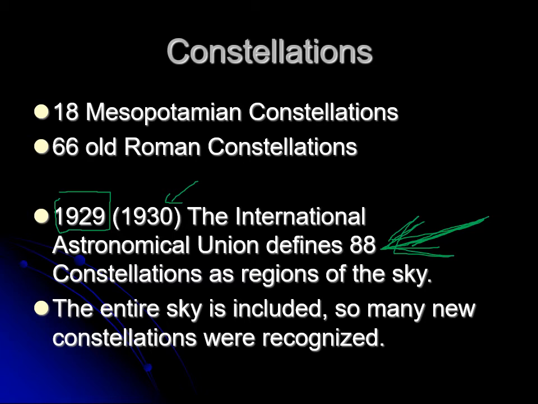The Romans only had 66 constellations because they couldn't see the entire sky. The Earth got in the way. They couldn't see things that were only visible from the far southern hemisphere. Likewise, there were certain parts of the sky that just did not have any bright stars in them, so the Romans skipped over that. But the IAU decided to make 88 constellations incorporating the entire sky. So everything is now officially designated by those 88 constellations.